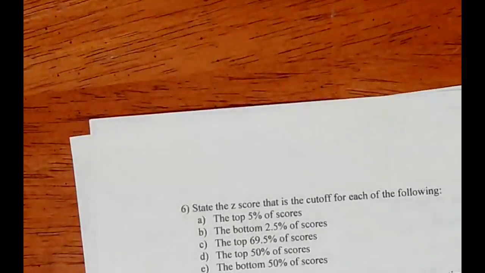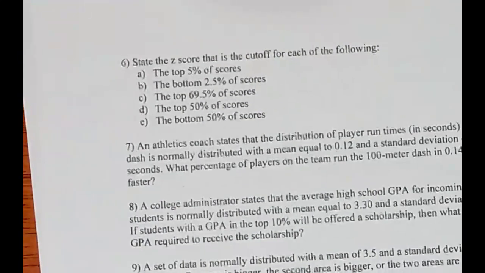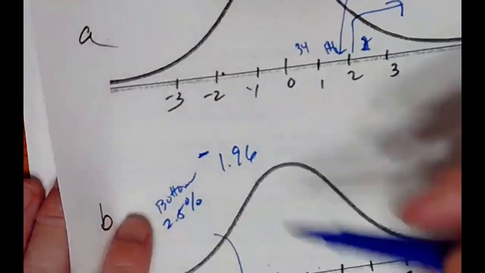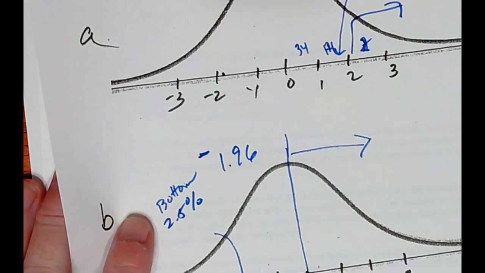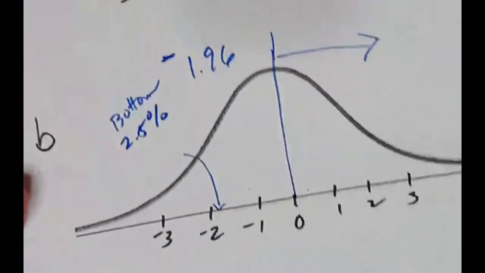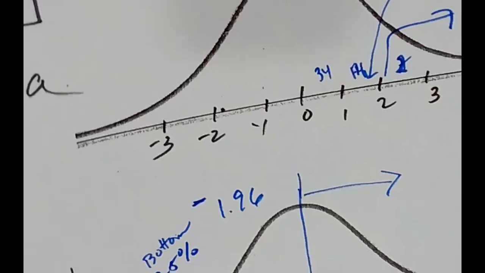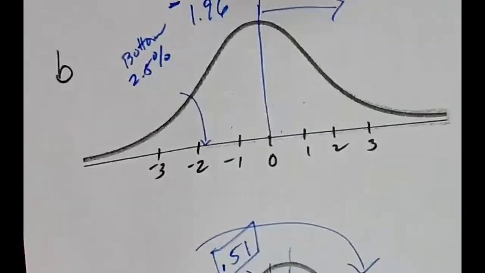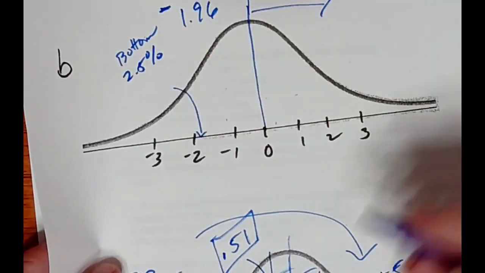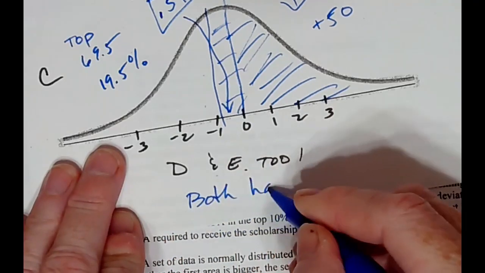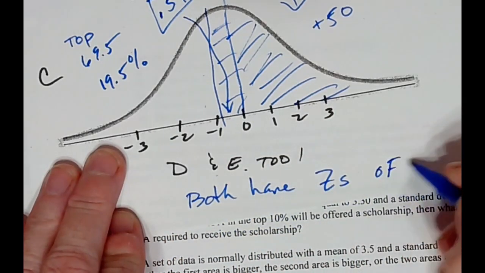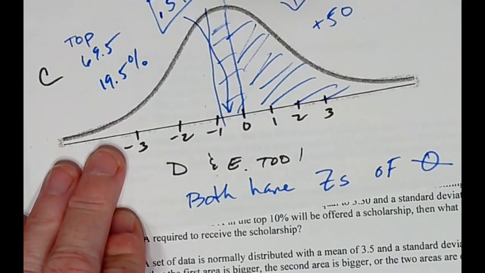Okay, now D and E say, what is the top 50% of scores? The top 50% of scores, the z is 0. And then the bottom 15% of scores would be the same. So in both of those cases, D and E both have z's of 0. So that's number 6.